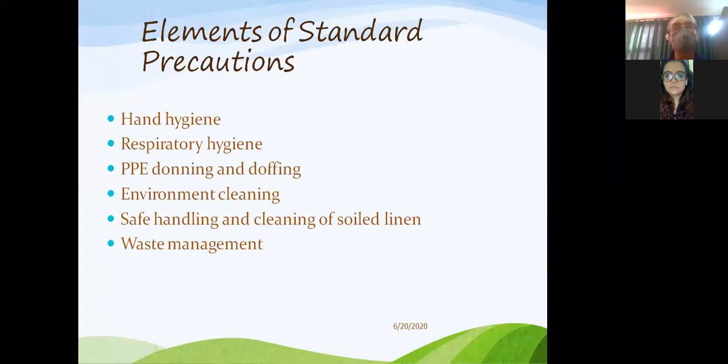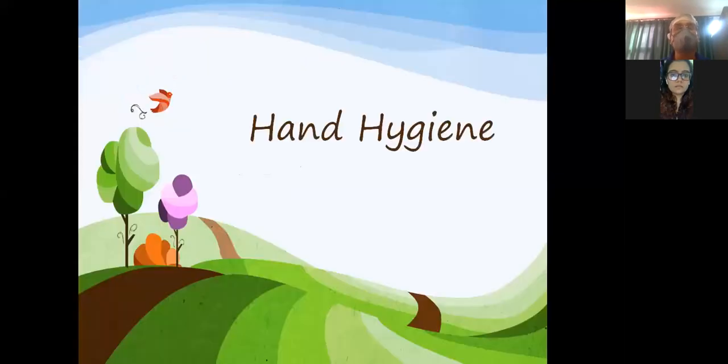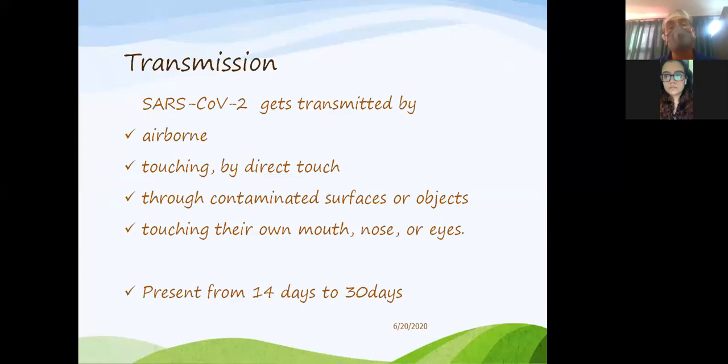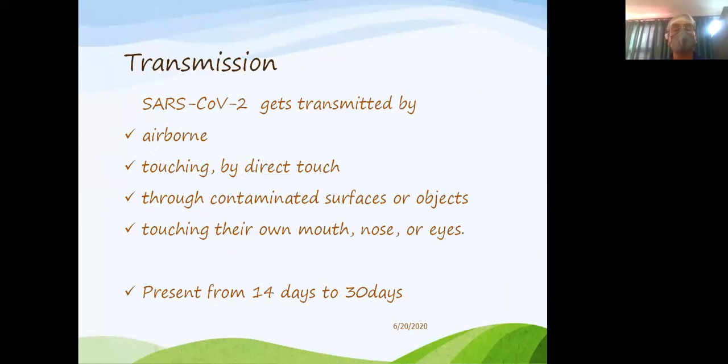So there are some parts of infection prevention and control, which include hand hygiene, respiratory hygiene, how to don and doff a PPE kit, how to do environmental cleaning, how to take care of the laundry and waste management. So first of all, some tips about hand hygiene, because as you all know this is a SARS-CoV-2 virus which gets transmitted by airborne route or by direct touch through contaminated surfaces or objects, and touching our own face, mouth, nose or eyes, and it can be present in urine and stools for 14 days to 30 days. So if the virus is there, it can be traced in stools for 30 days. Although it's a respiratory virus, it can be present in the toilet area.